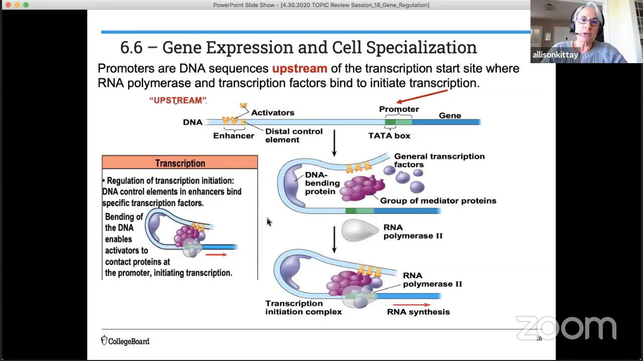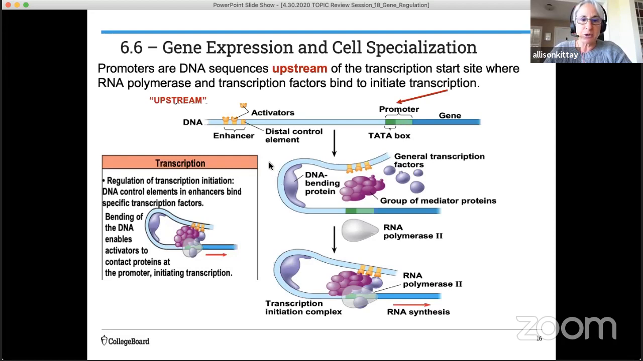So promoters are DNA sequences, again, upstream from the transcription start site where RNA polymerase and transcription factors bind to begin or initiate transcription. So now let's take a look at our DNA. Again, we've got our distal control element, which is farther away from that promoter. And these are our enhancers, and we have our activators, right? We also have our promoter, and this is the gene that we want to transcribe, okay?